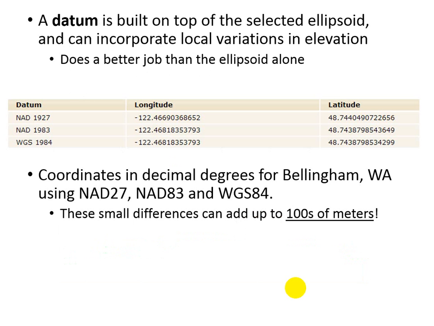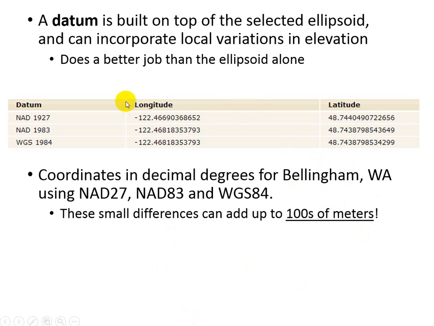Well, we can. And what we use to help out our ellipsoid is something called a datum. A datum incorporates local variations in elevation, and it does a better job than the ellipsoid alone. So the datum is like a series of local corrections we add on top of the ellipsoid to incorporate these variations in elevation. So what we see here is, this is for Bellingham, Washington.